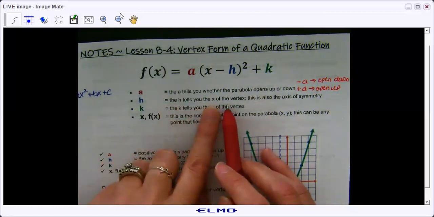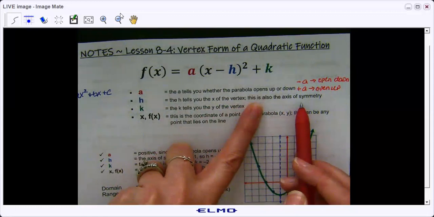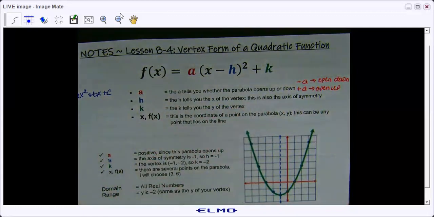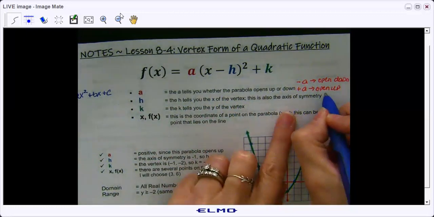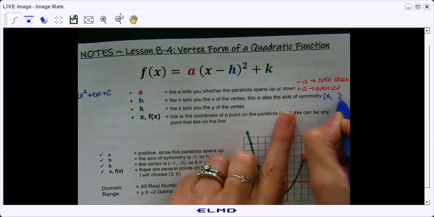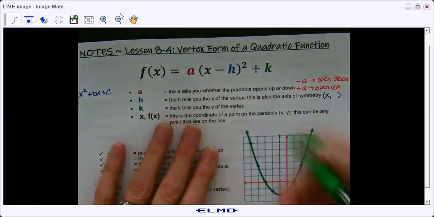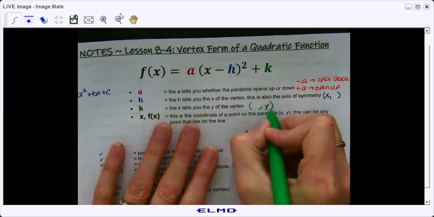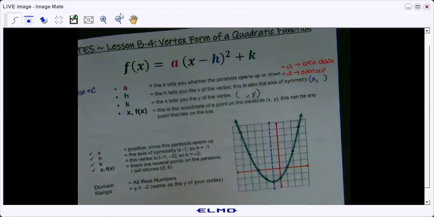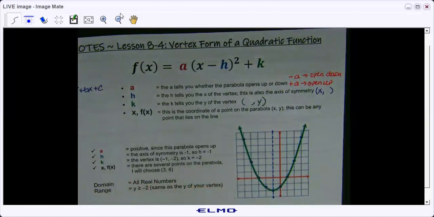The H tells you the X of the vertex. So remember, the vertex is the center point of your parabola. The X is where your axis of symmetry goes through. So this would be the X of your ordered pair. Okay. And then the K tells you the Y of your ordered pair. And then the X and the F of X are some ordered pair located on the parabola.